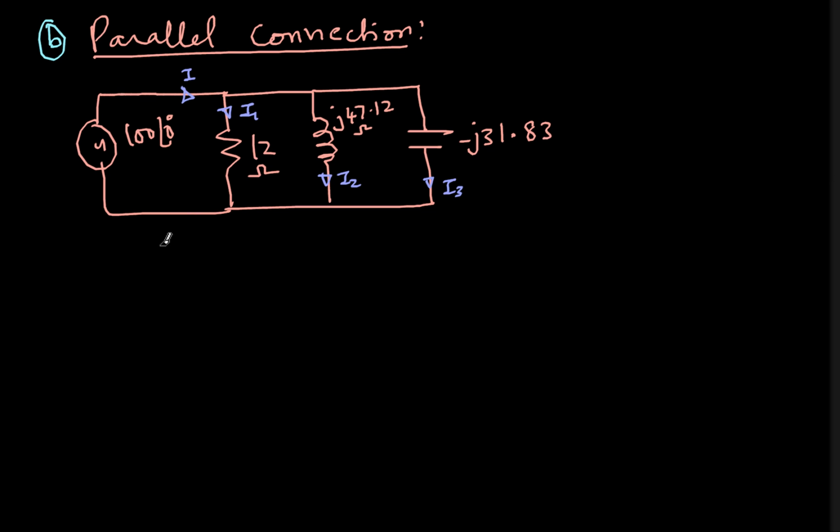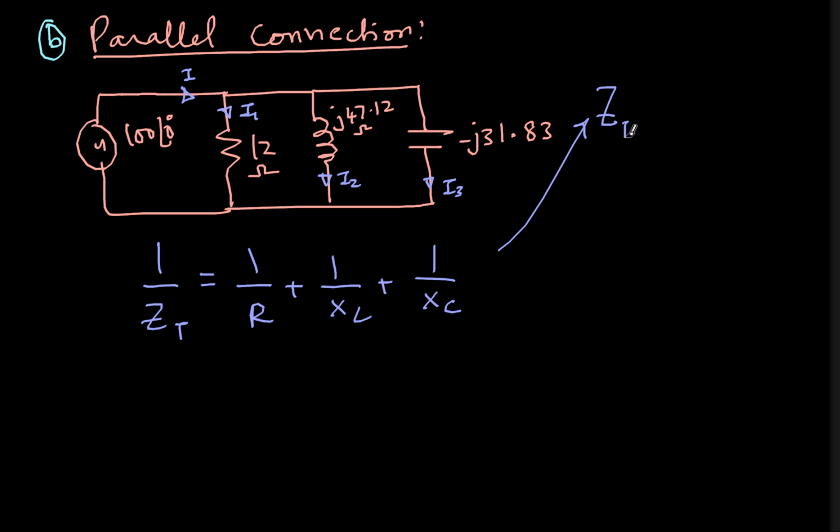So yes, maybe I'll do that. For a parallel impedance network, you know that the reciprocal of the total impedance is nothing but 1 by R plus 1 by XL plus 1 by XC. So if I just invert all this, I can find ZT. This implies that Z total is nothing but 1 by R plus 1 by XL plus 1 by XC, whole to the power of minus 1. So I think we'll do this first.